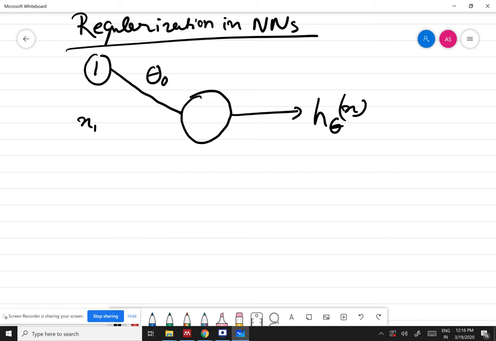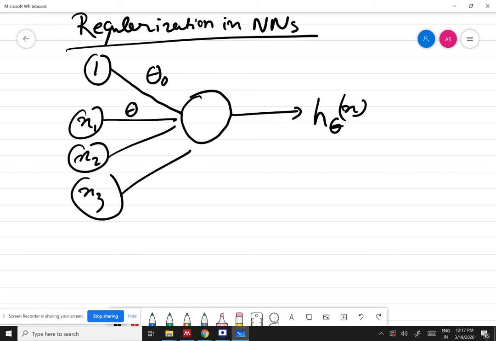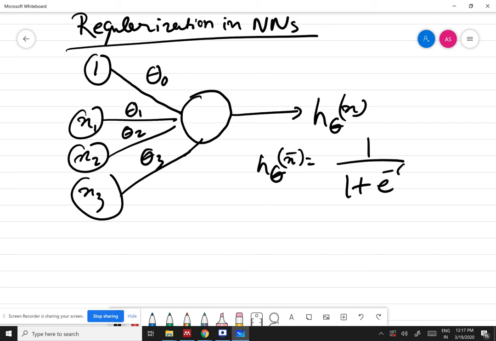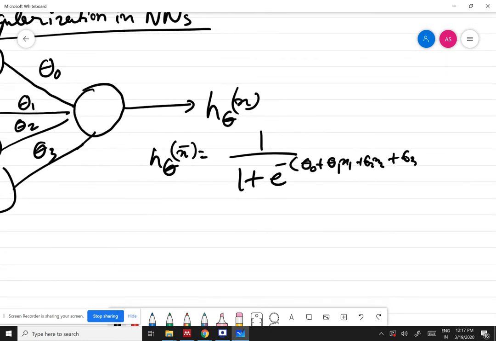Then we have inputs, say x1, x2, x3. These inputs are fed here with the theta values theta 1, theta 2, and theta 3. So these are the weight values. Overall, h of theta x vector would be given by 1 by 1 plus e to the power minus theta 0 plus theta 1 x1 plus theta 2 x2 plus theta 3 x3.